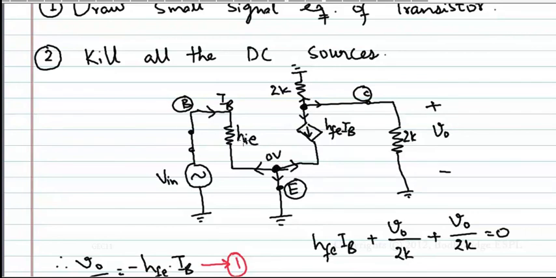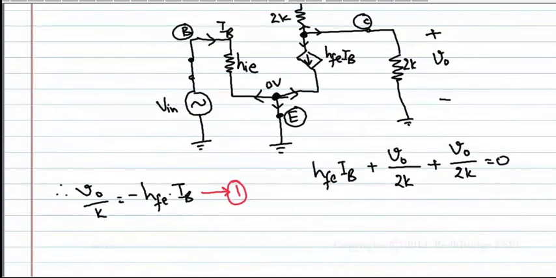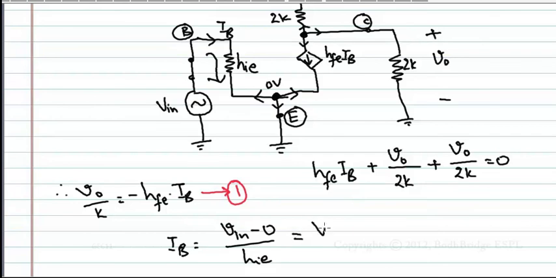Therefore the current entering in this is IB. The current IB is equal to how much? The voltage V input minus 0 by h of ie. Just I am taking this current. This is equal to V input by h of ie. Therefore, this becomes the second one.